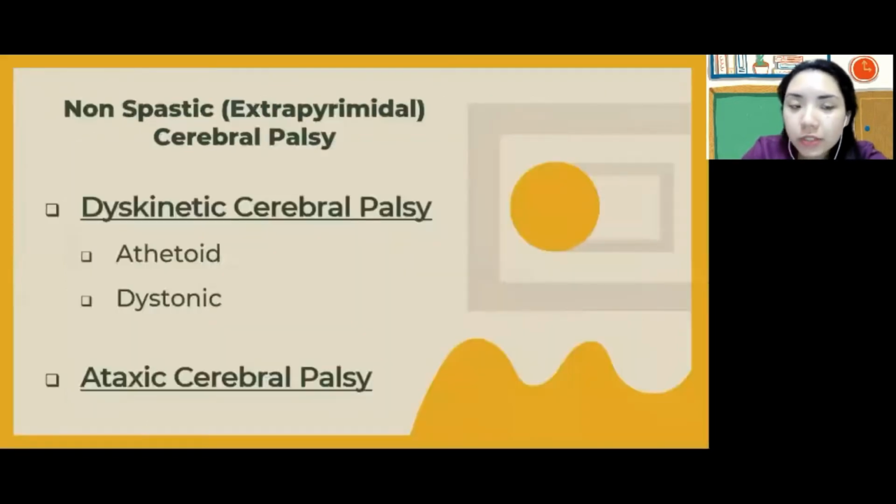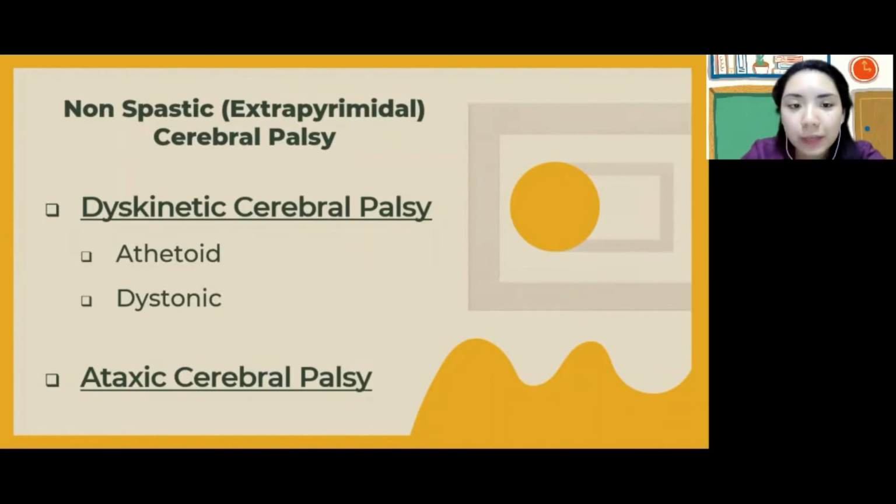So now we're going to discuss non-spastic, because we're finished now with the spastic, no? So now we're going to discuss the non-spastic or the extrapyramidal cerebral palsy. So we have two main types, which is dyskinetic cerebral palsy and ataxic cerebral palsy. So for this dyskinetic CP, we have athetoid and dystonic. So there you see there are a lot, you know.